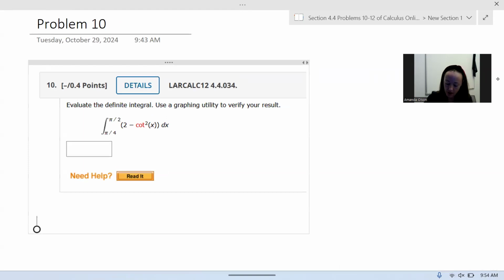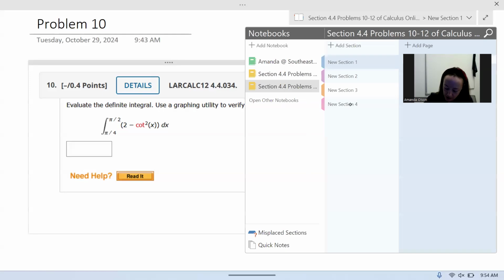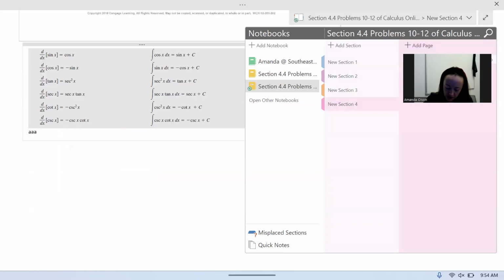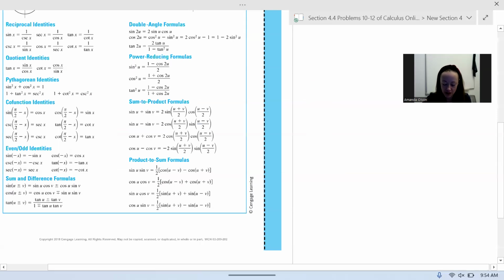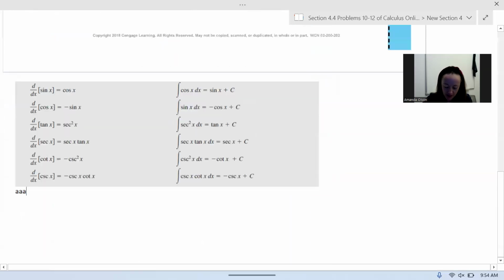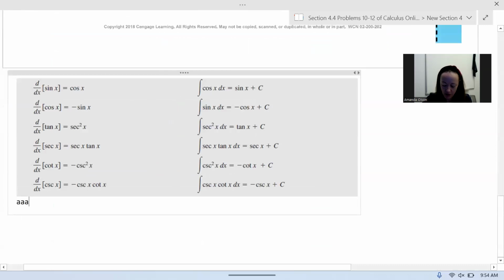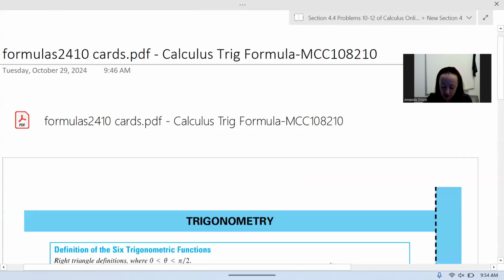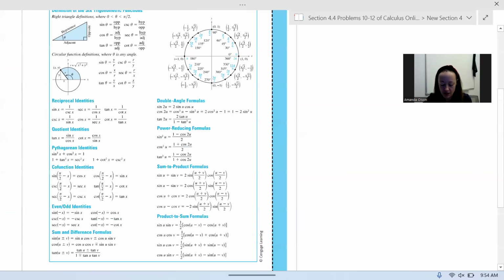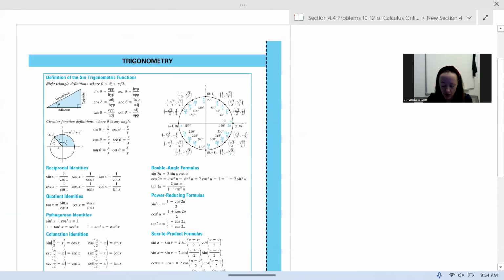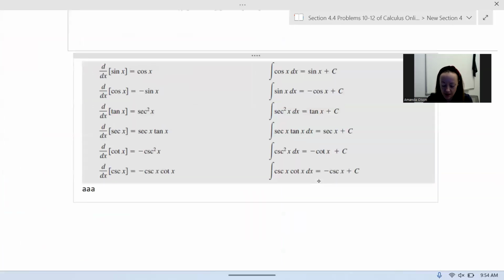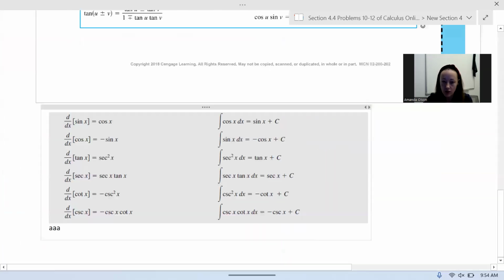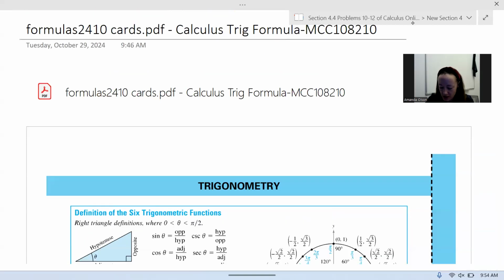I have a formula sheet for trig, and then I also have a table of integrals, some of the basic integration of trig functions. So I have both of those. If you're in my online calc class, you won't get the table of integrals. You won't be allowed to use that on the exam. But the trig formula sheet, if everything's working accordingly, you should have on the test.